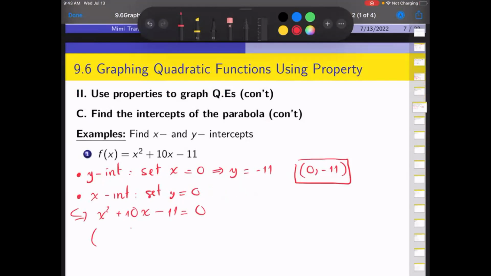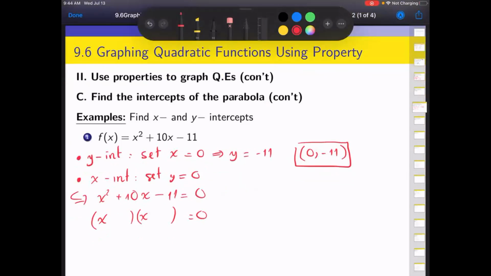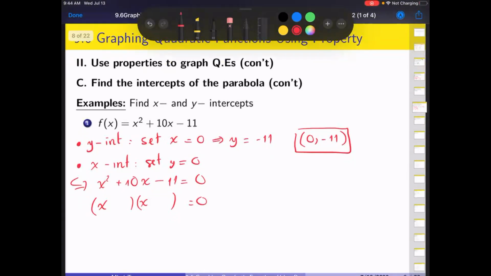Can someone factor this for me? Devin, I know that you are a pro at this. You want to give it a try? All right, Devin, what is the number? Positive 11 and negative 1.